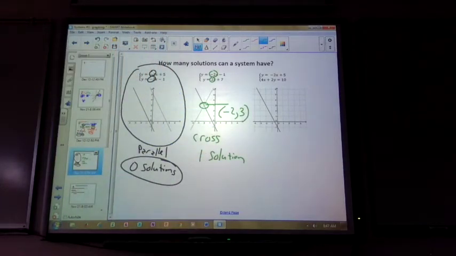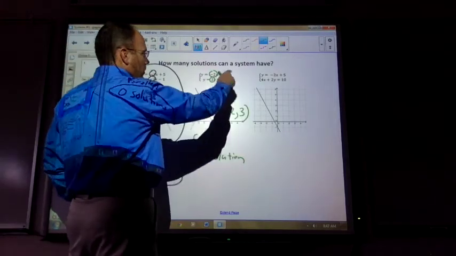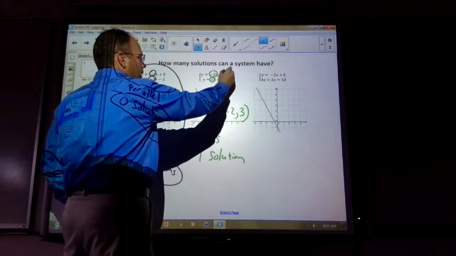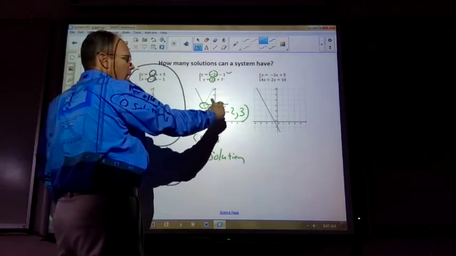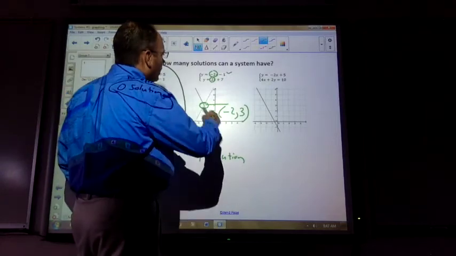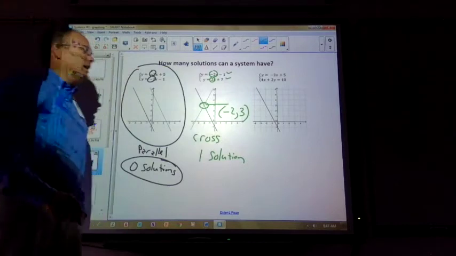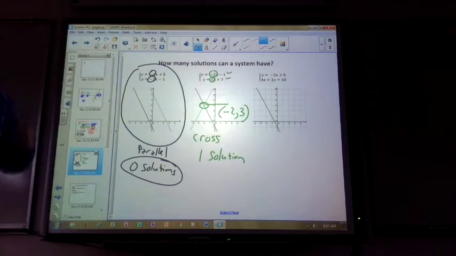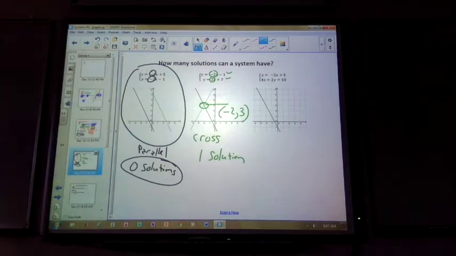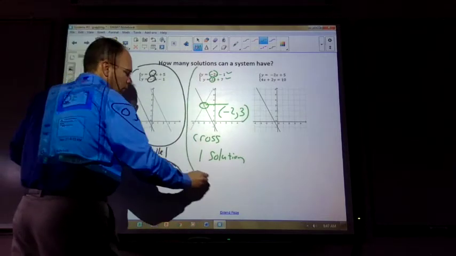How could I verify the graph is correct? I could plug it into both. If we plug it in, I'm going to get 3 equals 4 minus 1. That's 3, works on top. And on the bottom, I'm going to get 3 equals -4 plus 7. -4 plus 7 is 3, so it works on the second one. So that is indeed the answer. The solution to the problem is the point of intersection. So we can have 0 solutions, and we can have 1 solution.